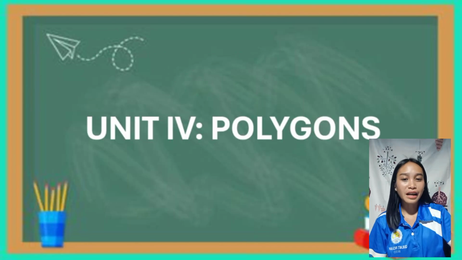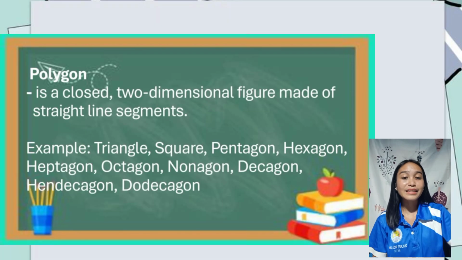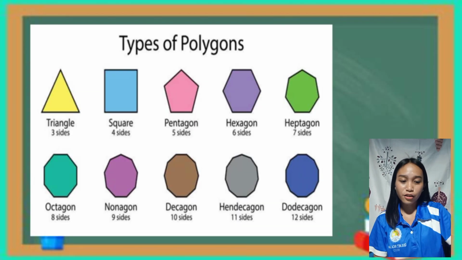We are done with angles, and let us proceed to Unit 4, polygons. So what do you mean by polygon? This is a closed two-dimensional figure made of straight line segments, and each segment is called a side, and the points where sides meet are vertices. For example, a triangle, a square, a pentagon, and a hexagon.